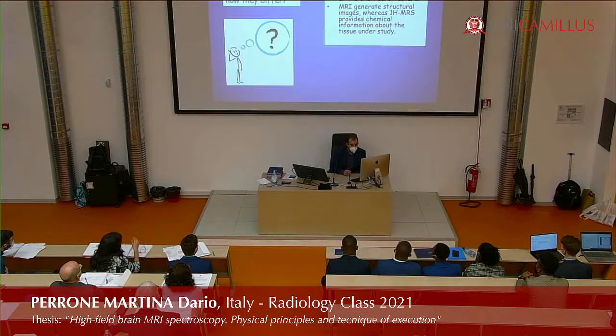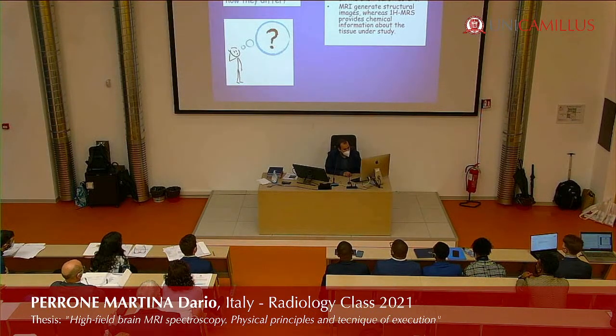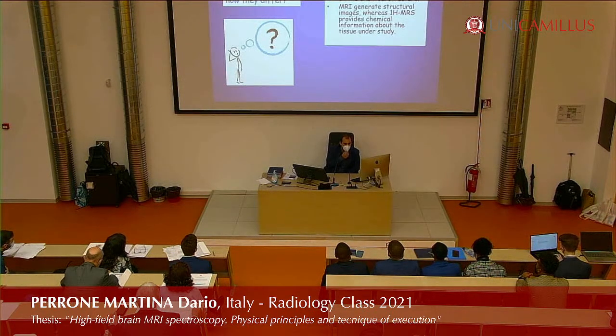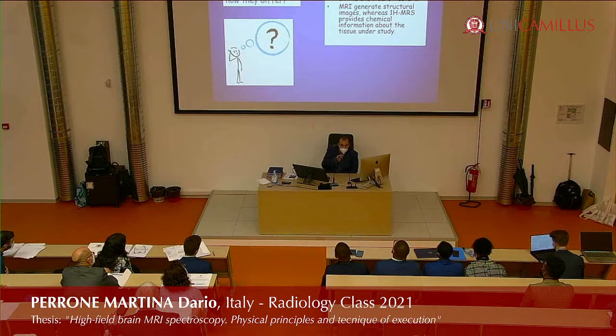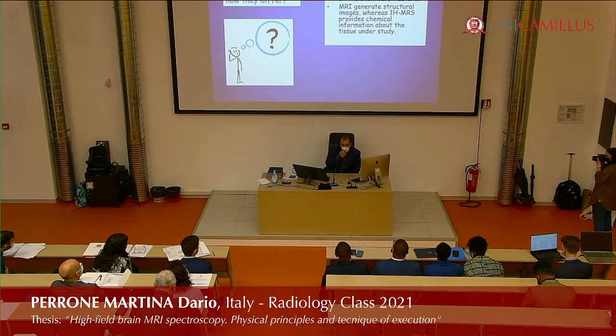This is my thesis and it talks about high field brain MRI spectroscopy. The principal difference between spectroscopy and classical magnetic resonance is based on a single factor. To perform magnetic resonance spectroscopy, we take a traditional resonance exam and decide a particular point of interest, a volume of interest, and the dimension of this volume of interest must be 10 by 10 millimeters.